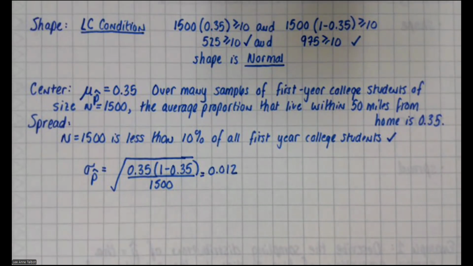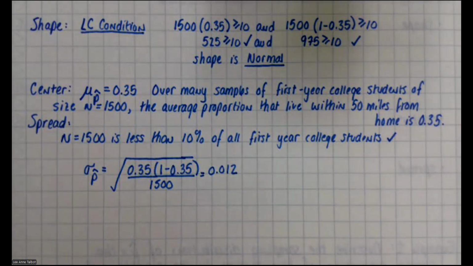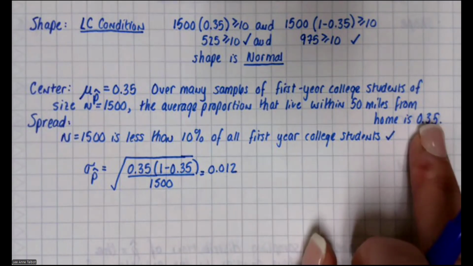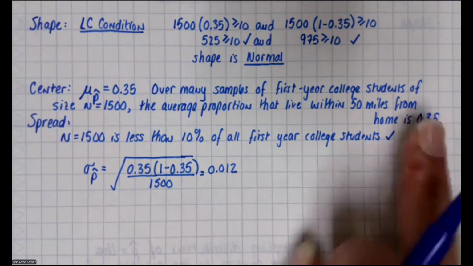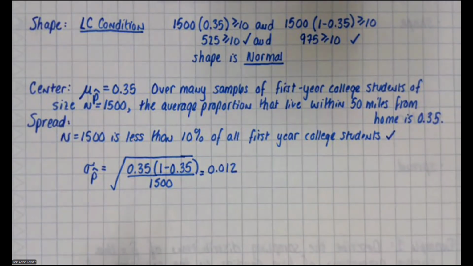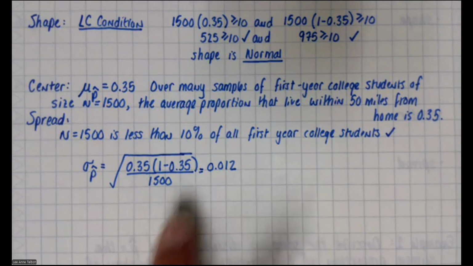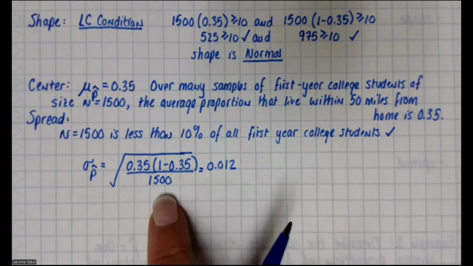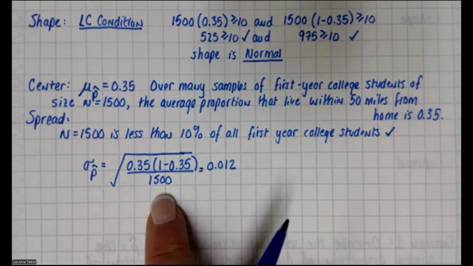Did anyone else get 0.012? Okay. And is that a weird number? Should I be worried? No, because the center of the graph's at 0.35. So the fact that you're going by 0.01s is actually a really good thing. Why is this so small? 1,500 sample size is huge. Great job.